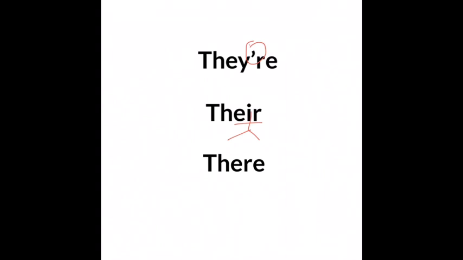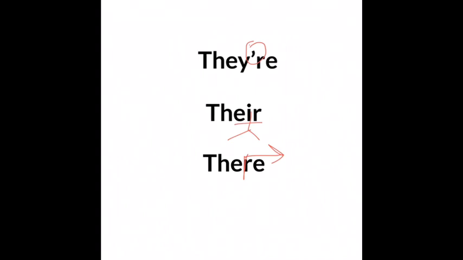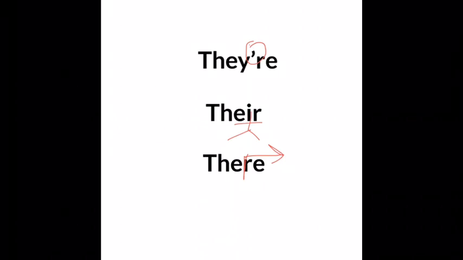And the next one, there, is for places. So it's over there, I'm going over there. And you can remember this one because the R looks a little bit like an arrow. Okay, so that's how we like to remember there, their and they're. And we're going to try and use those in sentences today. So I'm going to show you some sentences with some gaps, and I want you to tell me which there I would use in the gap.